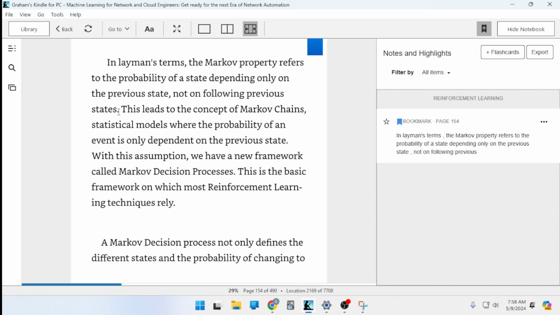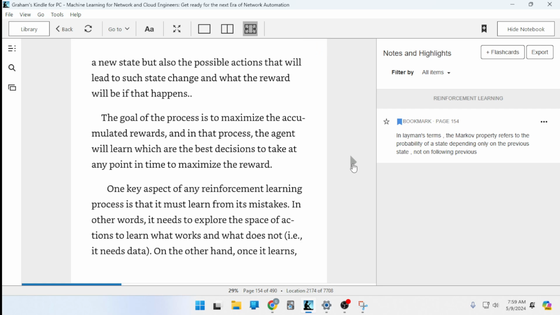This leads to the concept of Markov chains, statistical models where the probability of an event is only dependent on the previous state. With this assumption, we have a new framework called Markov decision processes. This is the basic framework on which most reinforcement learning techniques rely. A Markov decision process not only defines the different states and the probability of changing to a new state, but also the possible actions that will lead to such state change and what the reward will be if it happens.